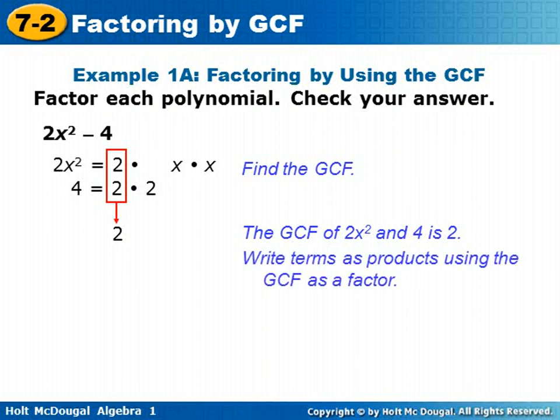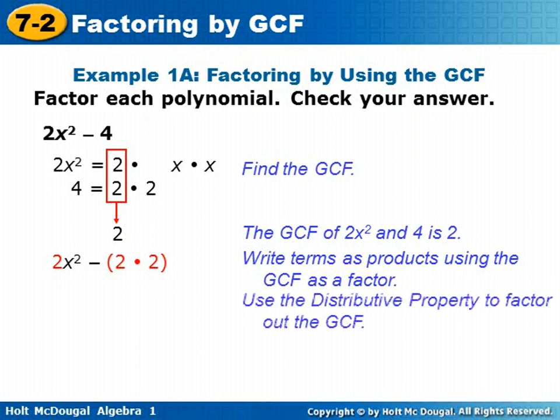You're going to write the terms as products using the greatest common factor as a factor. So 2 times x squared minus 2 times 2. Using the distributive property, you're going to factor out the greatest common factor. So we pull it to the outside of the parentheses: 2 times (x squared minus 2).